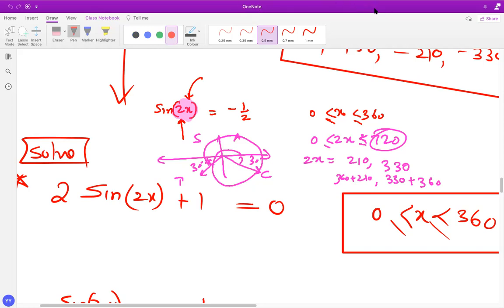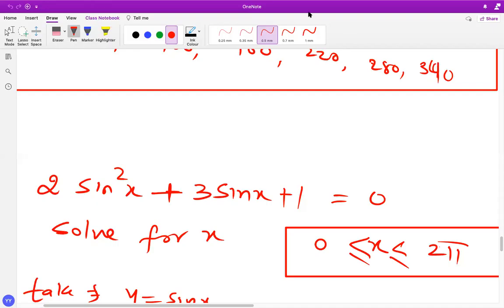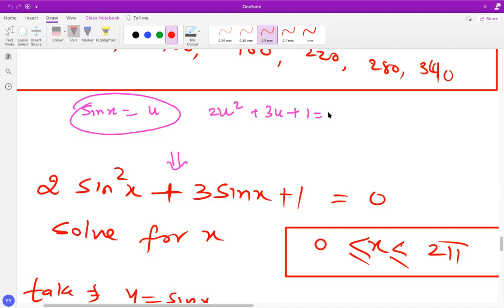Let's take one question that involves quadratic logic. In this type of question, the equation has a structure in the form of a quadratic, which you can easily reduce, or sometimes you have to use an identity. Here you have been given a well-defined quadratic already in terms of sine x. So let sine x be u. Take the substitution first. It becomes 2u squared plus 3u plus 1 equals 0.